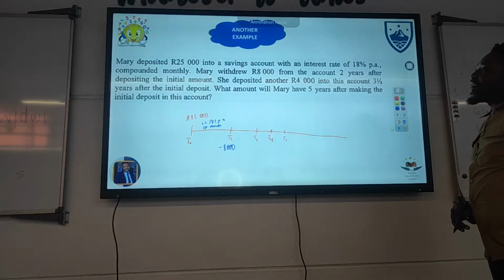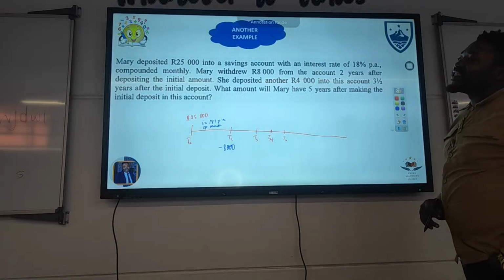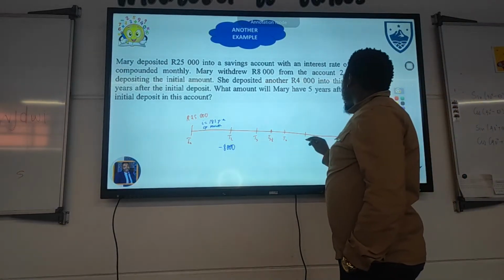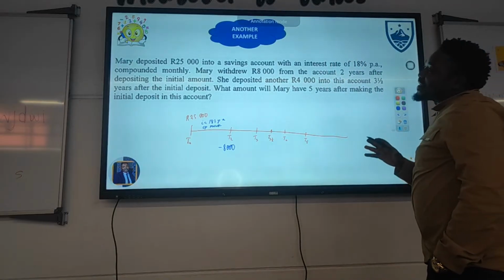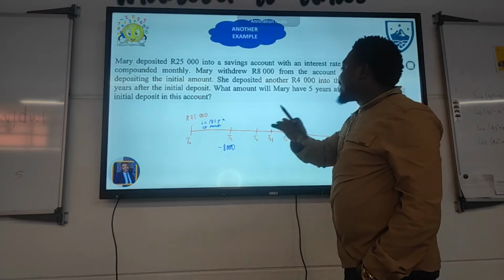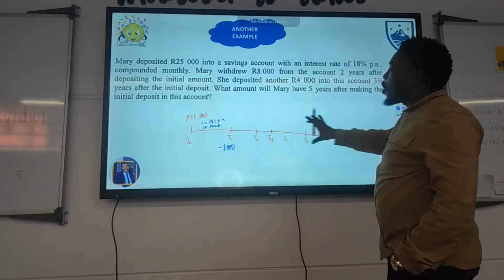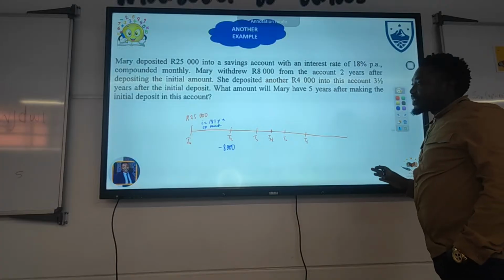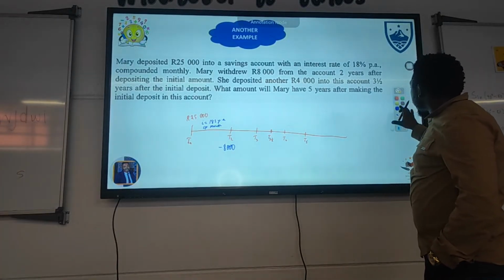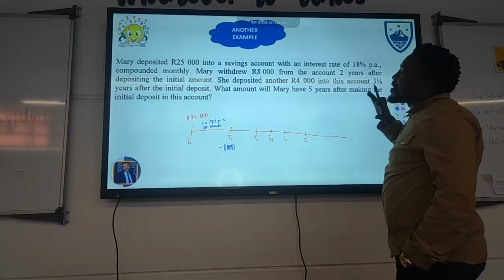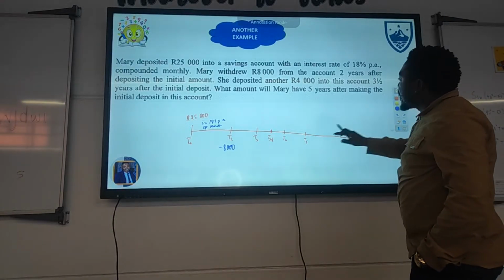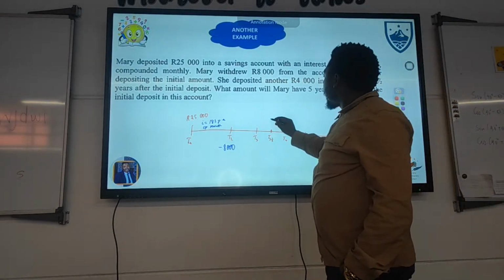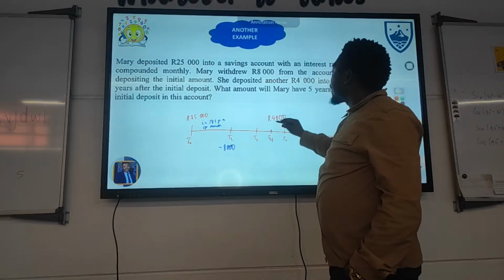What amount will Mary have 5 years after making the initial deposit into the account? So our timeline will end at 5 years. Please bear in mind, the interest rate has not changed. The interest rate has remained the same across all the years. It means every time we'll be using the same interest rate for any deposit or any withdrawal. Remember, after 3.5 years, Mary has paid another amount of 4,000 rand into the account.